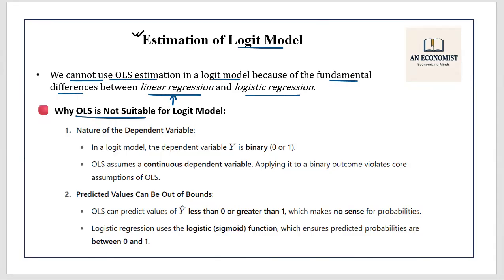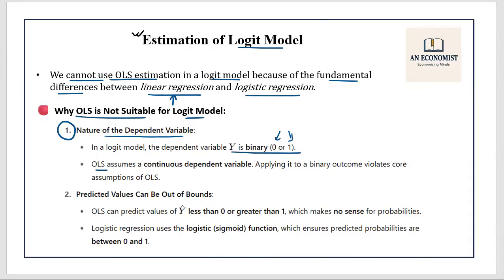So what could be the violations? I have listed all the violations here: why the Logit model violates the classical linear regression model assumptions, and why the OLS method is not applicable. The first point is the nature of the dependent variable. In the Logit model, as we have seen, the dependent variable is still binary. It can take the value 0 or 1. Only discretely many values can be taken by the dependent variable.